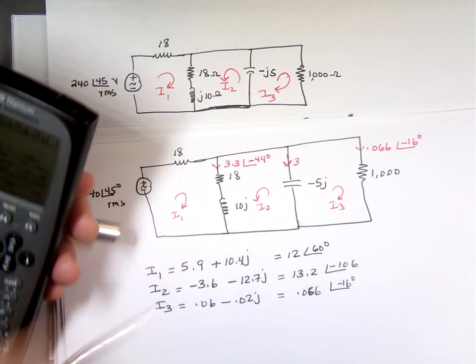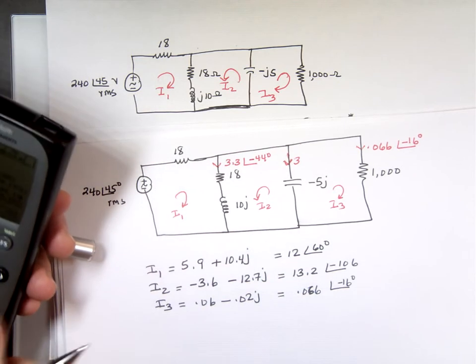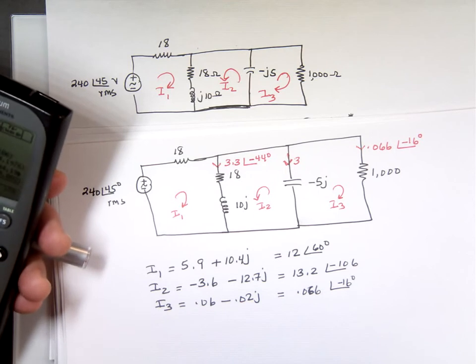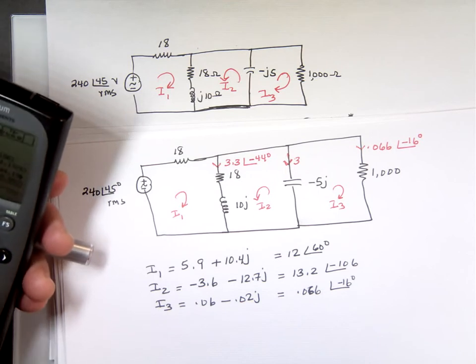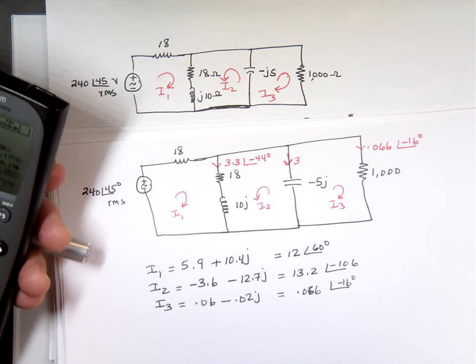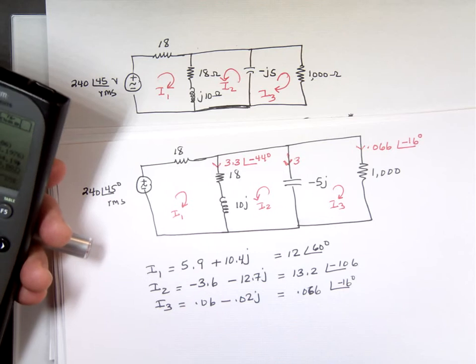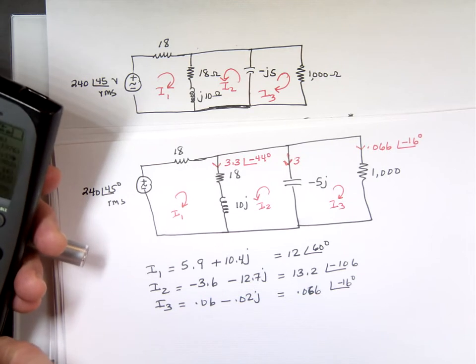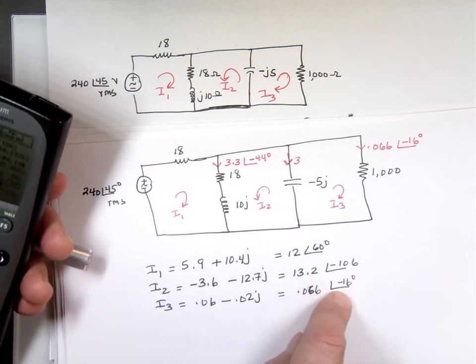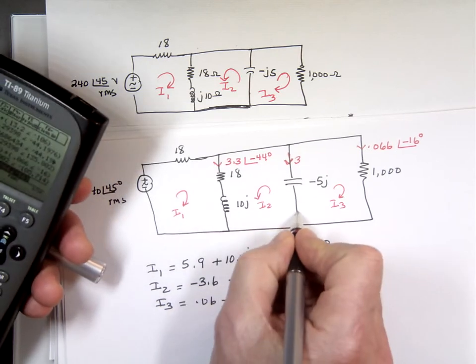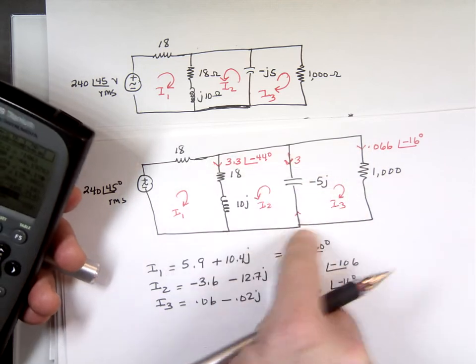I sub 3, that's 2 and 3 added, multiplied by minus 1. It's backward, the sign. So let's do that. 13.2 angle negative 106 plus 0.066 angle negative 16. Did you do negative 106? Negative 106, yep. So now you add these two here, 2 and 3. If you add them, the current is going up. I don't want the current going up, I want the one coming down. So you take that number, multiply it by negative 1.